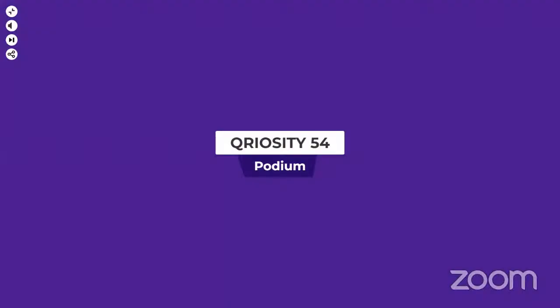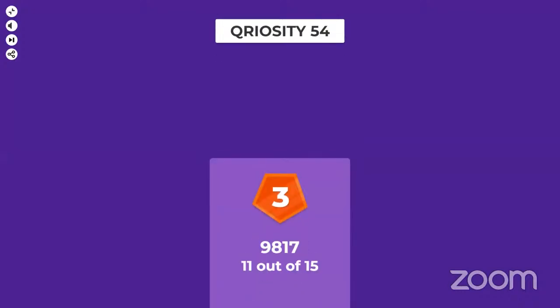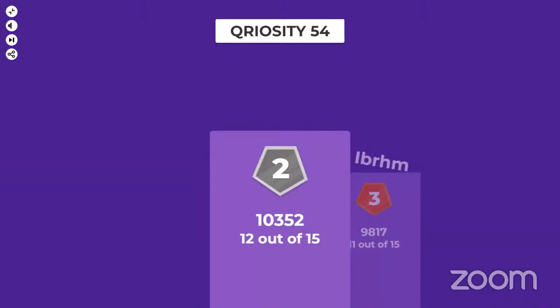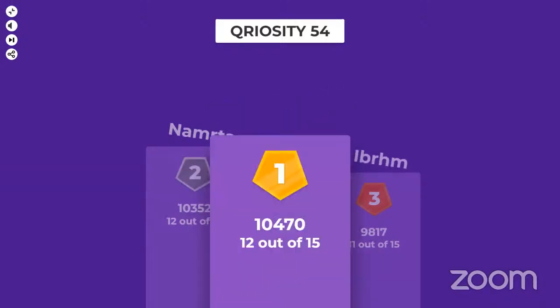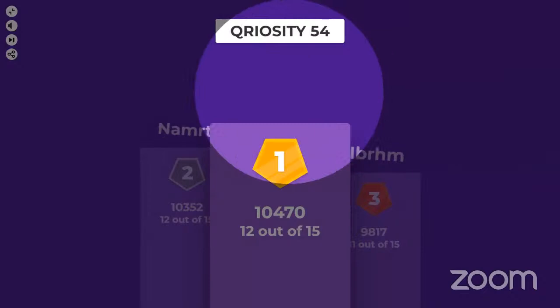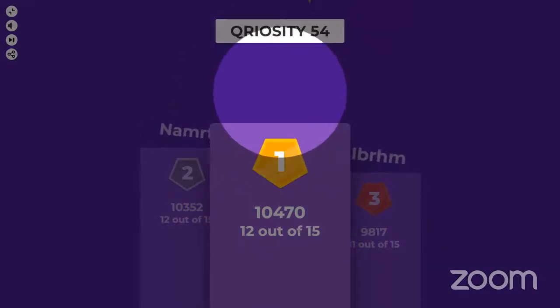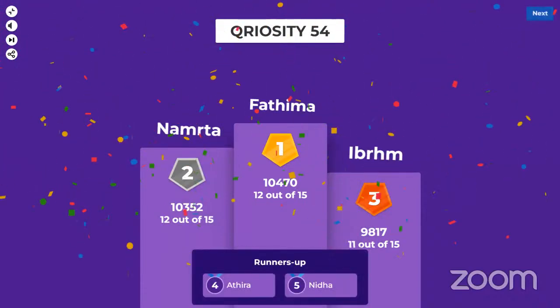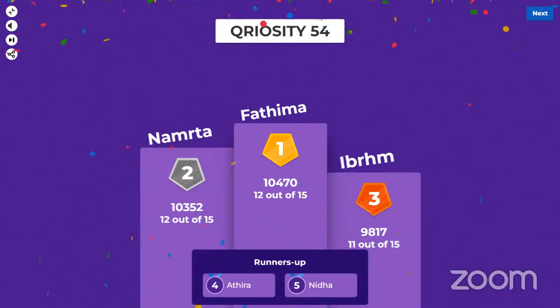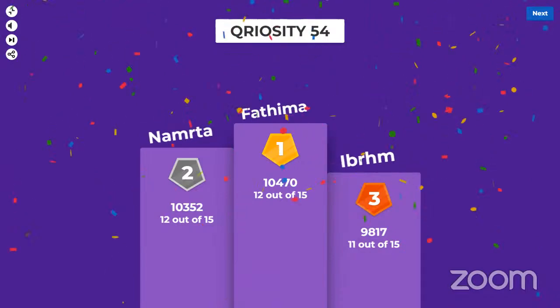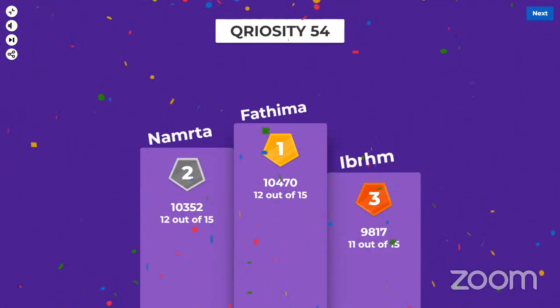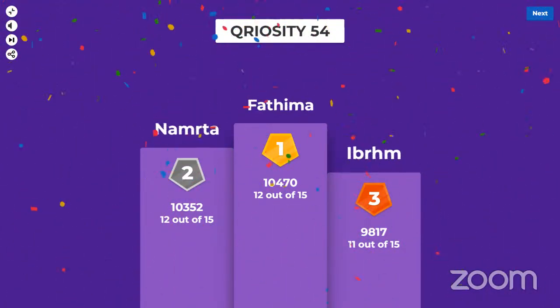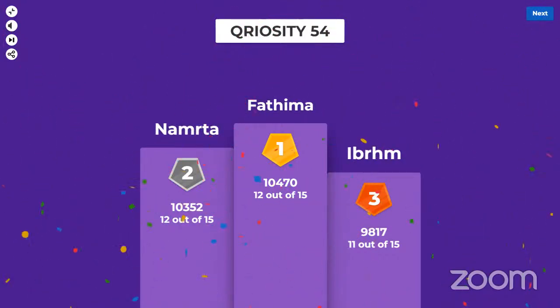Meanwhile, here it is, the podium of Qriosity quiz number 54 with 11 correct answers. It's Ibrahim. That's a shocker. Actually, Ibrahim has come back to the podium. Ibrahim was already there on the podium earlier. Namrata at number 2, and at number 1 is Fatima. That's great going. Congratulations. No, Pranav, your guess goes wrong. It's not Aksa. Adra is at number 4, and I'm sorry, I think it was probably Nida, right? I missed out on that name. So the top 3, Fatima, Namrata, and Ibrahim.